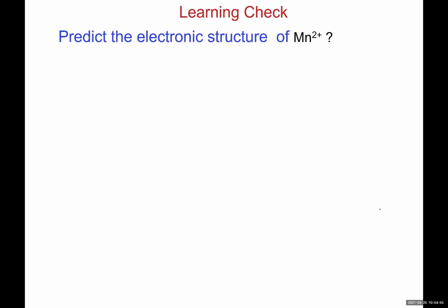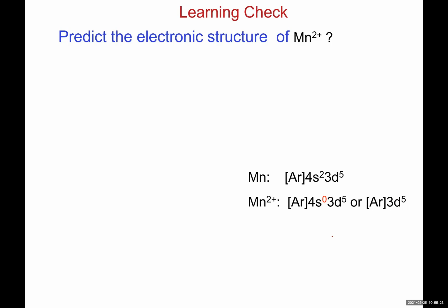What is the structure of manganese+2? Well, let's look at the electron configuration of manganese. If you use the periodic table, the way we talked about in the previous chapter, you will end up with argon 4s2, 3d5.